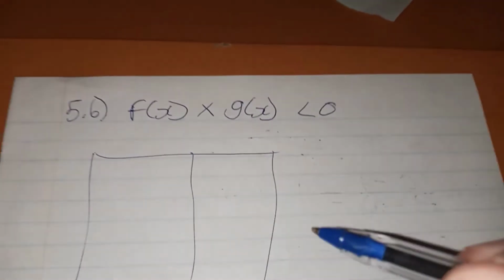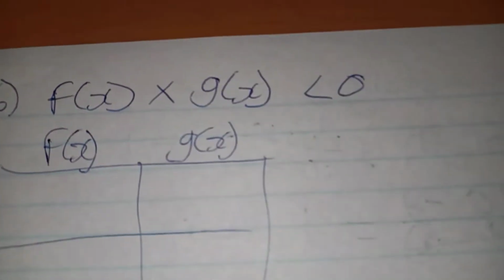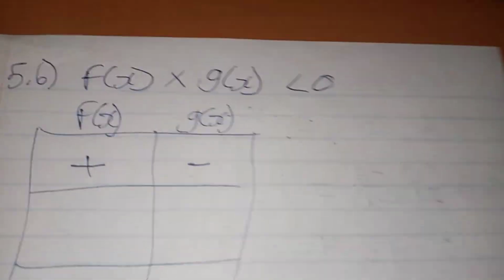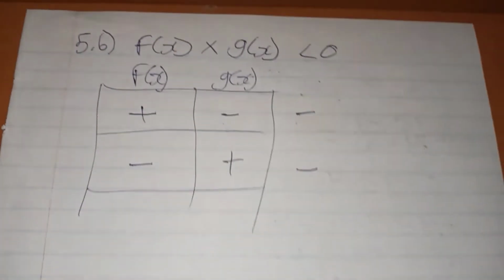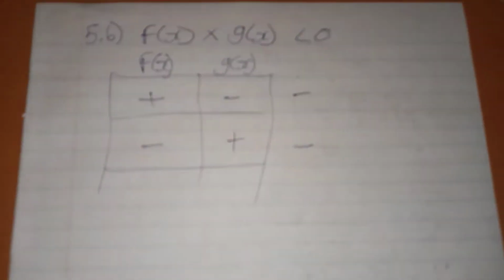So here we'll need some color. First of all, let's just do something like this. Let me do this table. I'll have f of x on this side. I'll have g of x on this side. So for me to multiply two numbers and get a negative, I must either have a positive number multiplied by a negative number, then I'll get a negative, or a negative number multiplied by a positive number, and I'll get a negative. Those are the only two ways that I can get that.